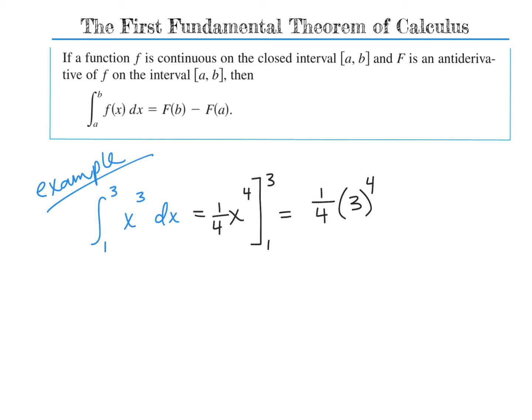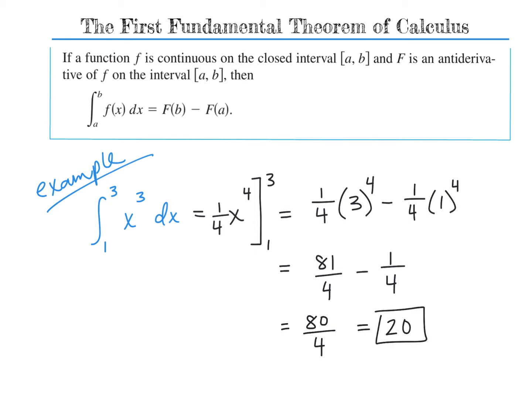So I've first done F of b because b is 3. So I have 1/4 times 3 to the 4th. Then I'm going to subtract and evaluate this function here, 1/4 x to the 4th, at a, our lower limit of integration, which is 1. So now we have 1/4 times 3 to the 4th. 3 to the 4th is 81, so we'll have 81/4. 1 to the 4th is just 1, minus 1/4. So this gives us 80/4, which is 20.